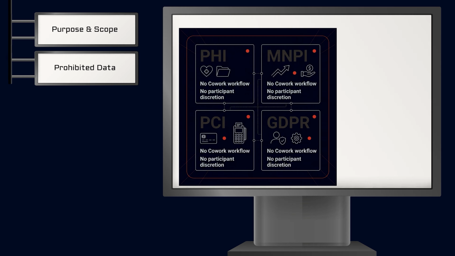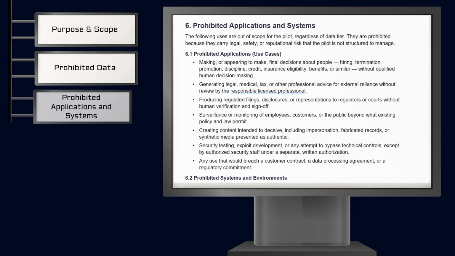Participants who encounter a workflow that would require excluded data must escalate to the pilot champion before proceeding. Self-redaction by the participant is not an approved substitute for escalation. Third, the Prohibited Applications and Systems section. This names the specific applications and systems that are out of scope for computer use during the pilot.